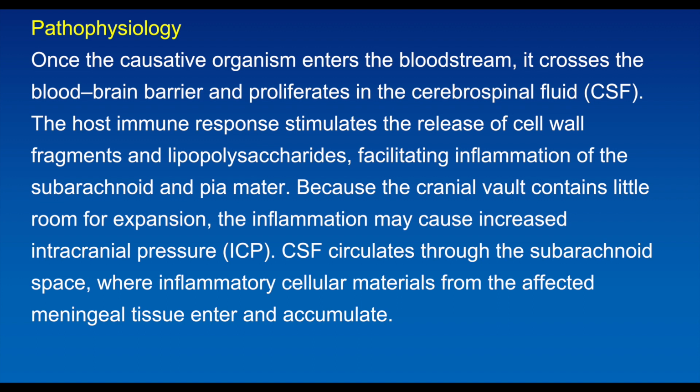Now let us see the pathophysiology. Once the causative organism enters the bloodstream, it crosses the blood-brain barrier and proliferates in the cerebrospinal fluid. The host immune response stimulates the release of cell wall fragments and lipopolysaccharides, facilitating inflammation of the subarachnoid and pia mater. Because the cranial wall contains little room for expansion, the inflammation may cause increased intracranial pressure. CSF circulates through the subarachnoid space where inflammatory cellular materials from the affected meningeal tissue enter and accumulate.